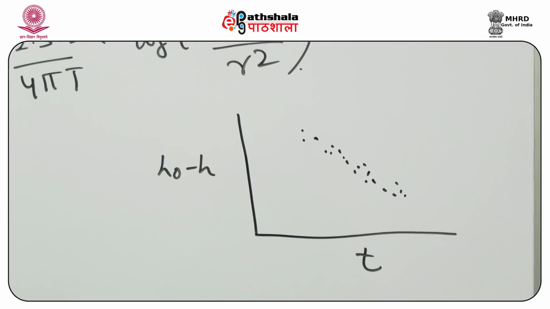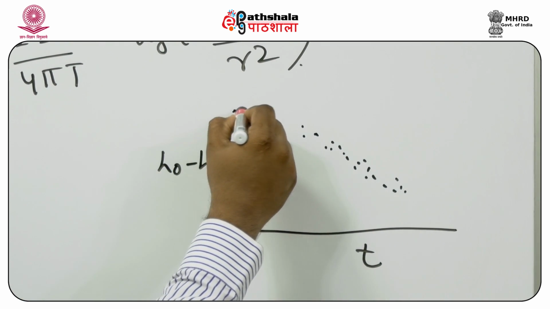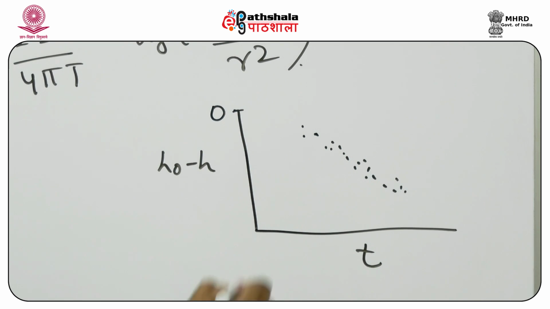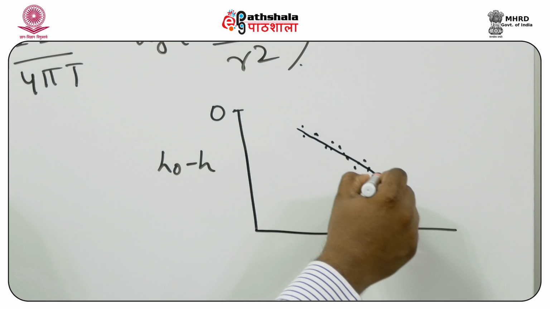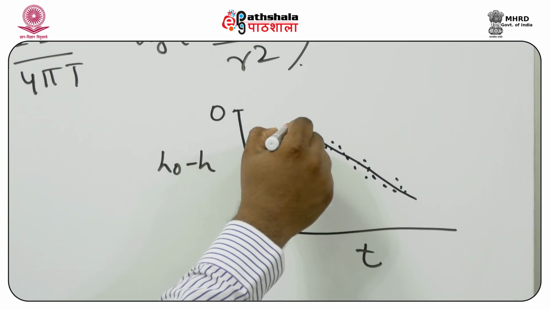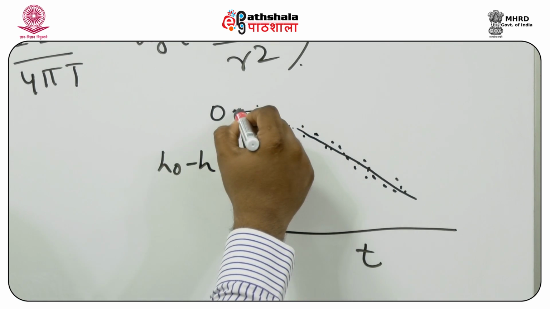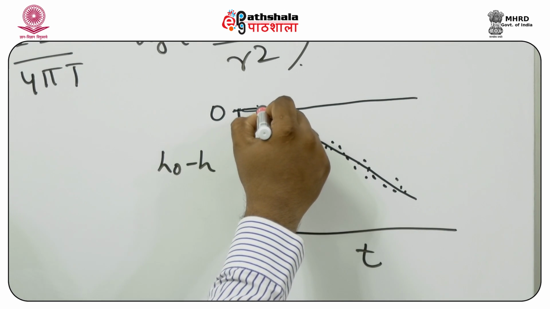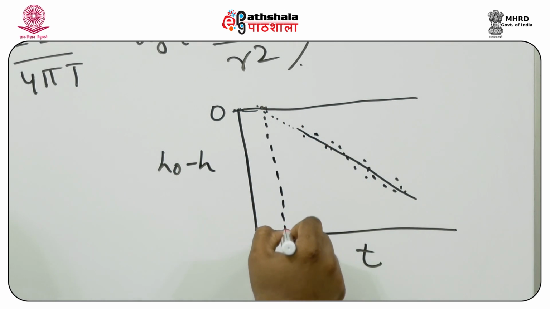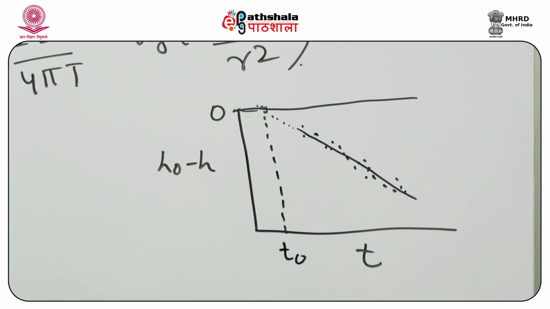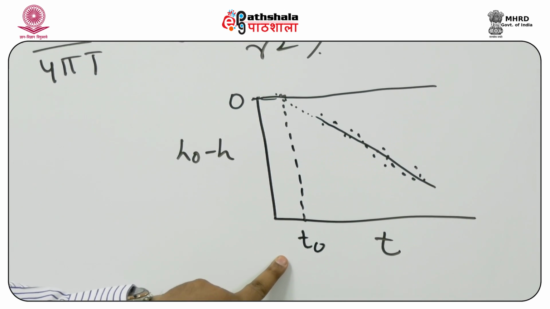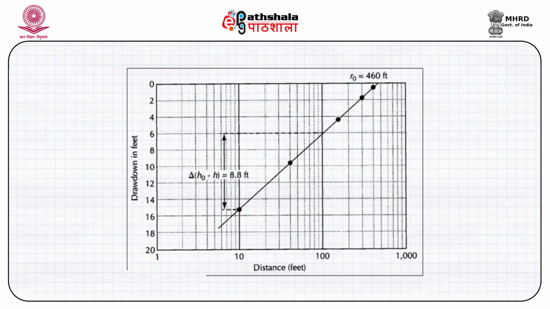Now in the graphical method, remember the drawdown is 0 here. If we fit a line which passes through these points and extend it towards the zero drawdown level, wherever it meets the zero drawdown axis, the corresponding value of t is known as t0. The value of t0 is very important. So this is one parameter we get from the curve. Another is the slope of this line, which is delta (h0 minus h).